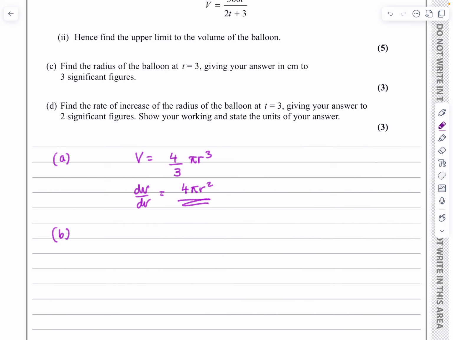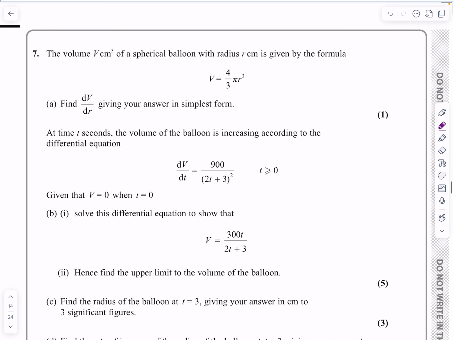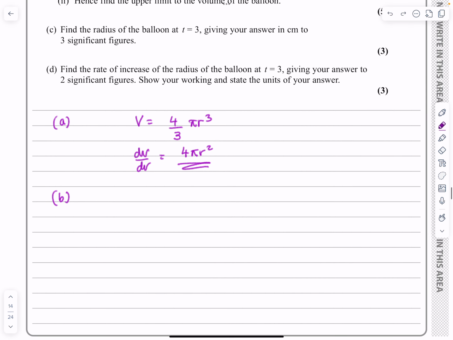And then part B, let's go back and look at the question. Says, okay, at time t, the volume of the balloon is increasing according to the differential equation dV by dt is equal to that stuff. Given that V is equal to 0 when t is equal to 0, that's how I'll get rid of my constant in a minute, can we solve this differential equation? And it's quite nice that they actually tell me the answer, so if I can't do that bit, I can still get access to some of my other marks here. But B, part 1 is basically saying, can we solve this differential equation?